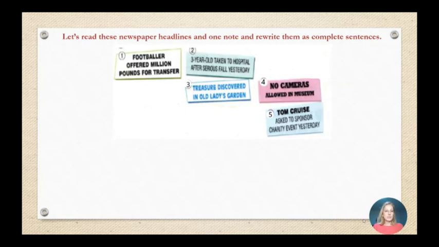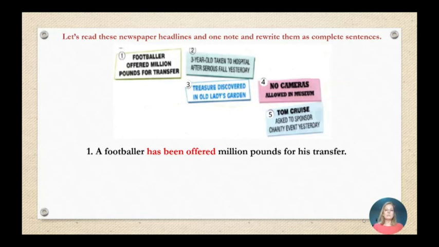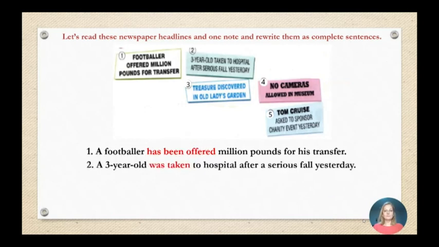Footballer offered £1 million for transfer. Do we know when? No, we don't know. So if we don't know, we should use present perfect. And the sentence should be, a footballer has been offered £1 million for his transfer. Look at the second. 3-year-old taken to hospital after serious fall yesterday. And the solution is, a 3-year-old was taken to hospital after a serious fall yesterday.